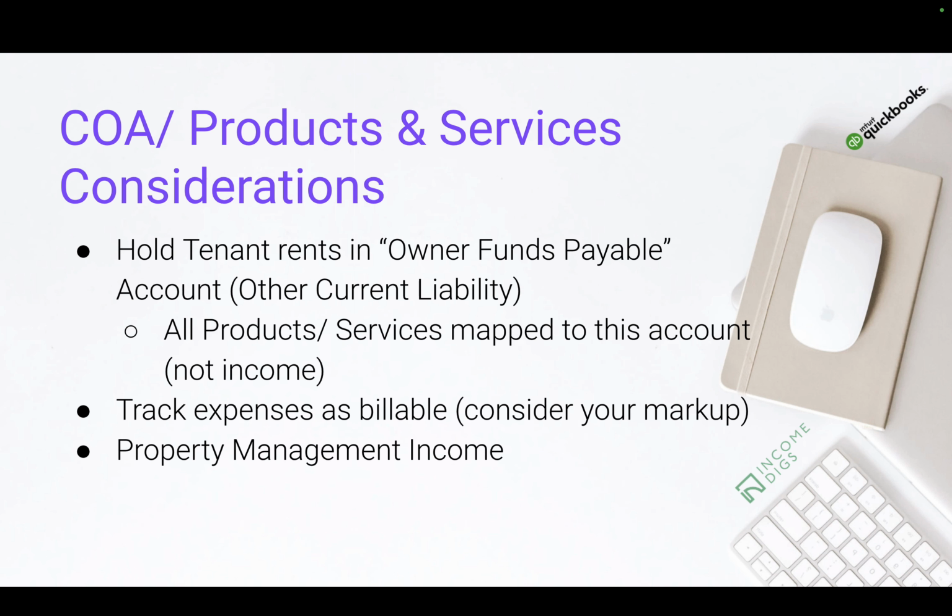Thinking about our chart of accounts and our products and services, we want to hold our tenants' rent in owner funds payable, something like that, some kind of name like that. Not income. So this is an other current liability. So this says that like, hey, we received funds, but it's not ours. We owe it to our owners and we're going to pay that out eventually. We're going to track expenses as billable. So as we pay utilities, as we pay for repairs, we're going to mark them as billable so that we can invoice our owners as well. Okay. And then we're also going to be tracking our property management income.